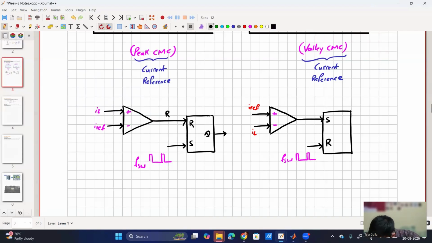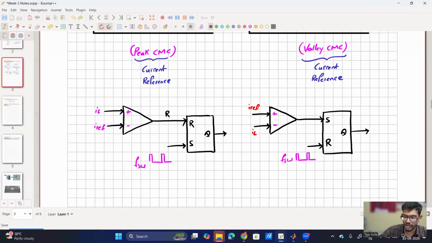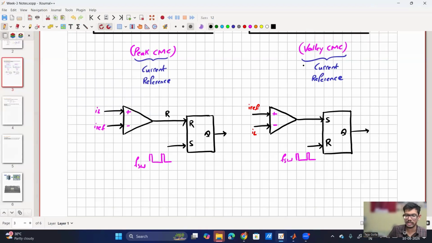So what is the modulation technique for variable frequency? That I think will be discussed in week 4. So we can see how it is being generated in the upcoming week. So this is how we implement current mode control using a comparator as well as a flip-flop.